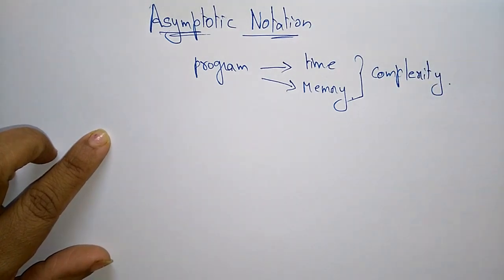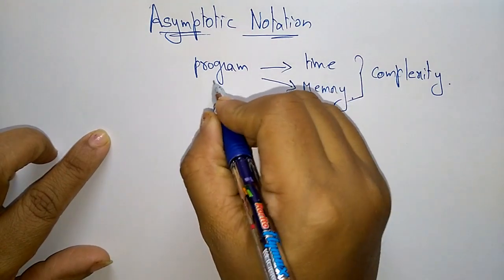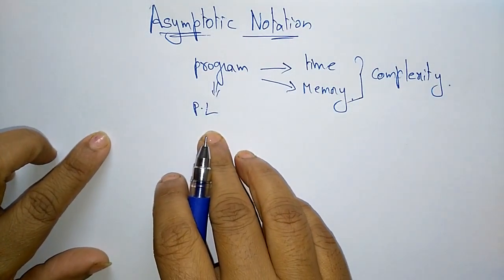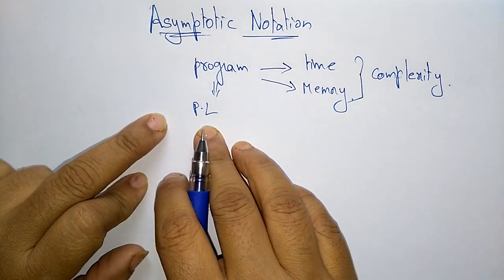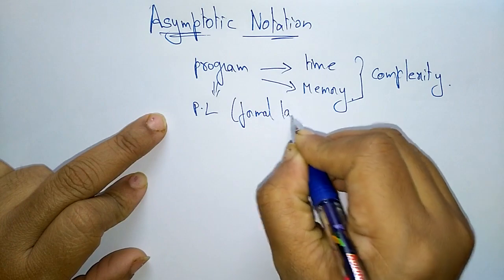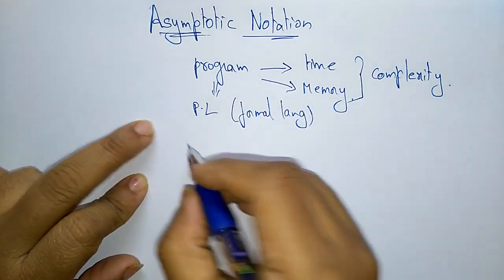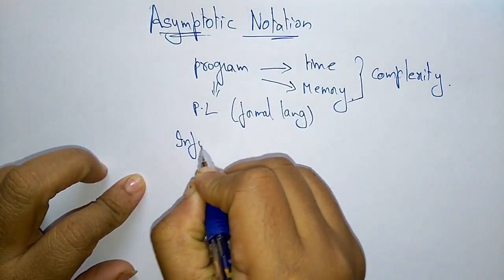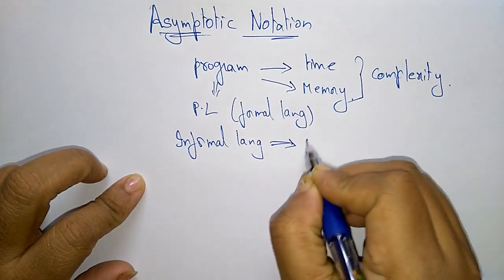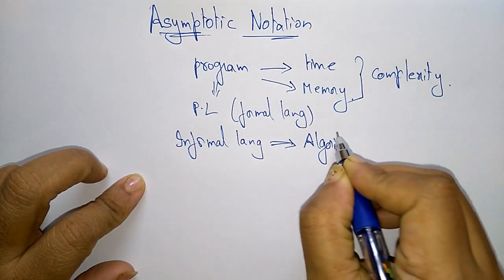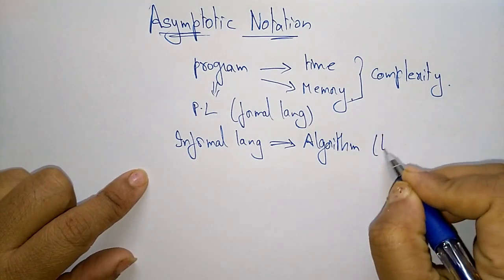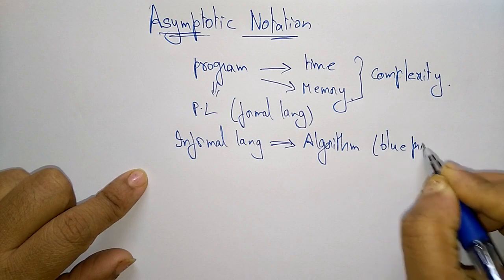If you take any program, that program may be in different programming languages. Whatever the programming language, you call it a formal language. Before proceeding to the formal language, first you have to develop an informal language. An informal language is nothing but an algorithm. An algorithm is a step-by-step procedure. You can simply call it a blueprint.